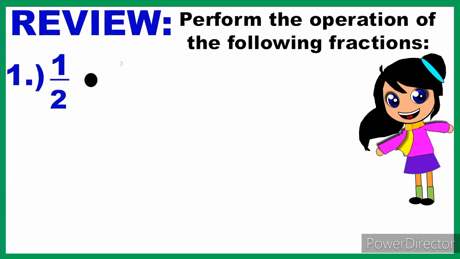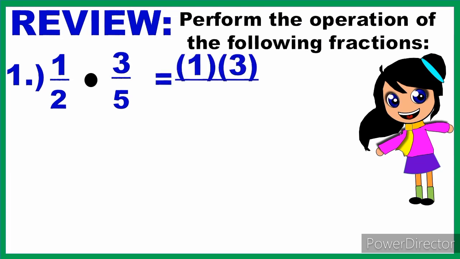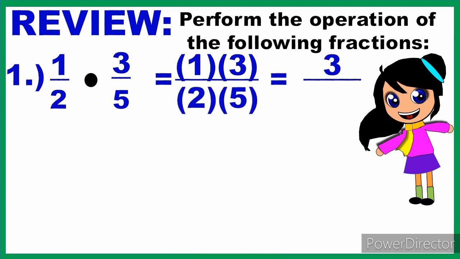Number 1, 1/2 times 3 over 5 equals, we multiply their numerator, so we have 1 times 3. We multiply the denominator, so we have 2 times 5. 1 times 3 equals 3. 2 times 5 equals 10. Therefore, we have 3 over 10.